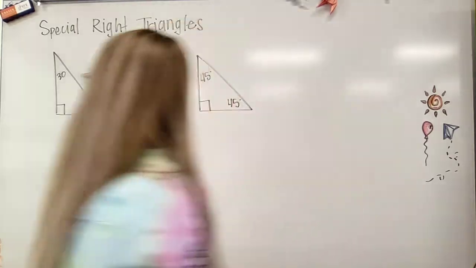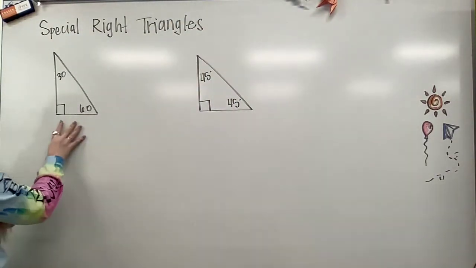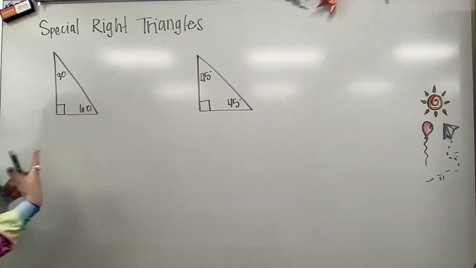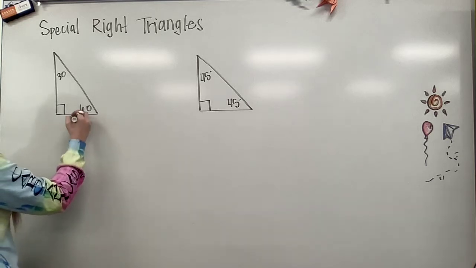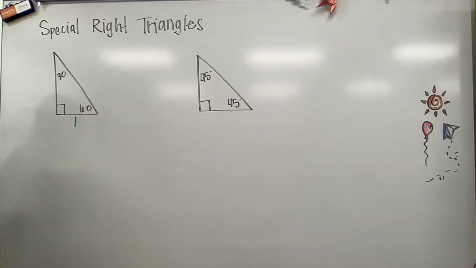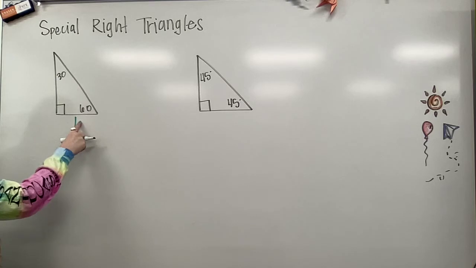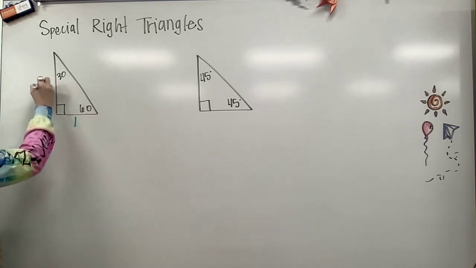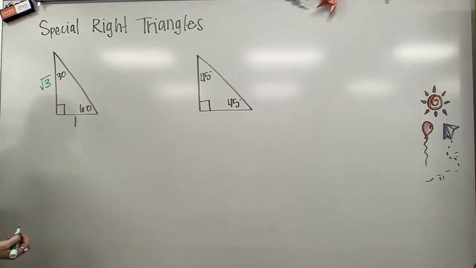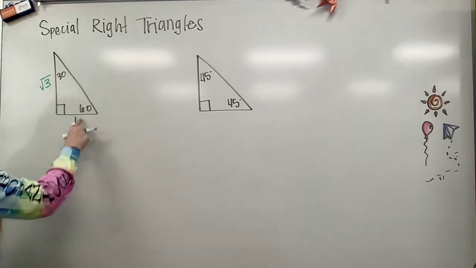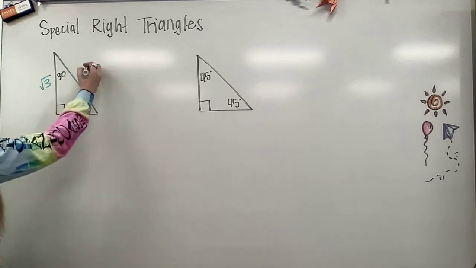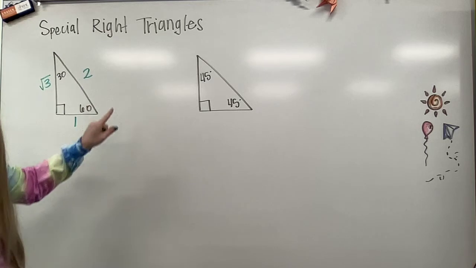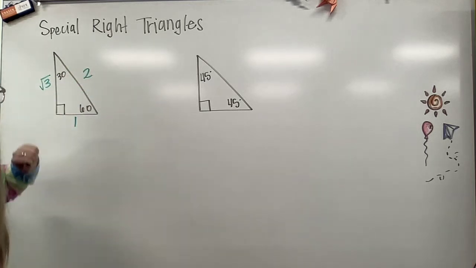Okay? So we're going to start with our 30, 60, 90. If you remember, across from the 30 was our short side. We called it x, or in this case, I'm just going to say it's 1. Then across from the 60 was our root 3, so this would become 1 root 3. Then our hypotenuse was always double the short side, so it's 2. So again, if you don't remember this, go back and check out our special right triangles video.